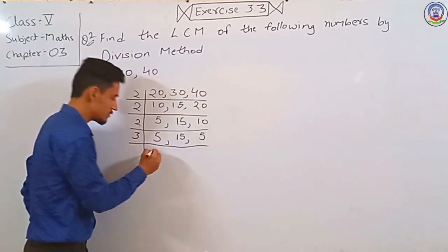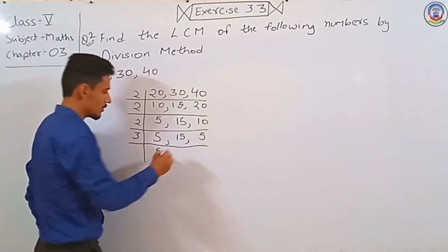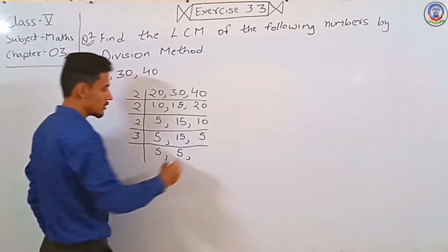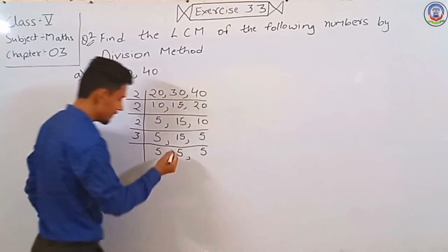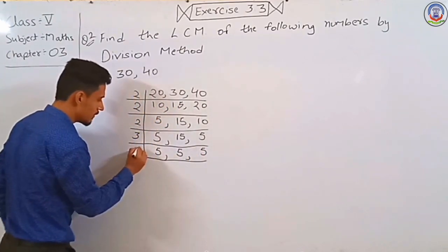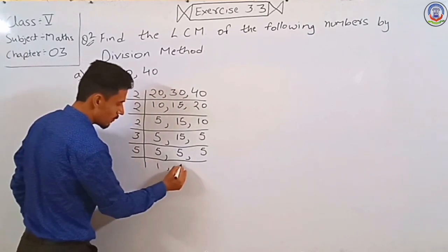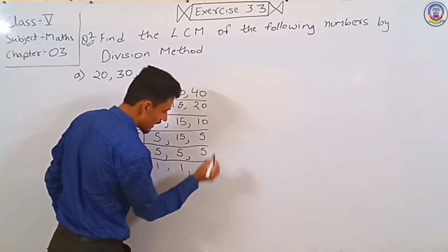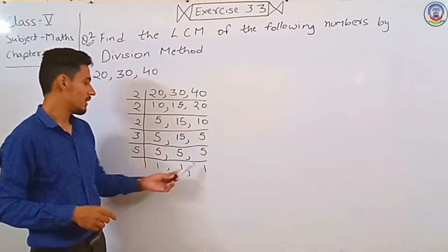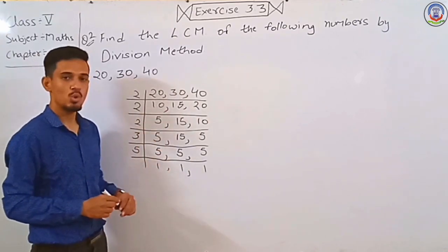So 5 is not divisible by 3, so we write it the same. 15 is divisible by 3, so we write 5 times. And 5 is not divisible by 3, so we write it as it is. Now we have common numbers. It is divisible by 5. How many times? 1 time, 1 time and 1 time. So when we get 1 here, our solution is over.